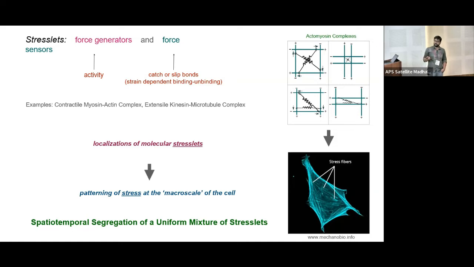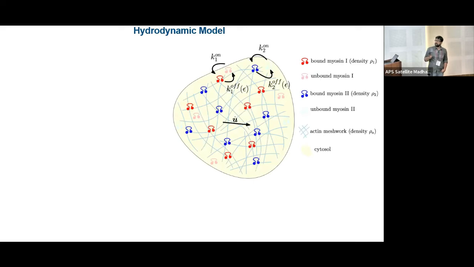To study this spatiotemporal segregation, we take a simple model consisting of just contractile stresslets such as myosin 1 and myosin 2, and these two stresslets are undergoing binding unbinding on the actin meshwork. These are the densities of these elements, and there is also an unbound species and of course a background cytosol which is fluidic. In the time scale we are interested in, we are just focusing on the dynamics of this meshwork and this bound myosin species undergoing binding unbinding onto this actin meshwork.